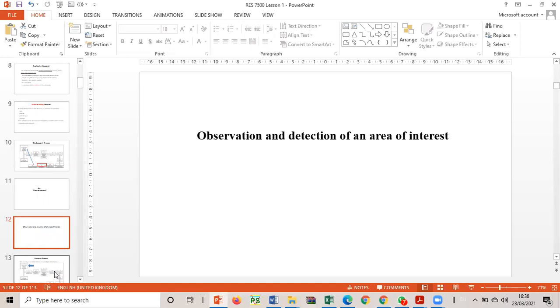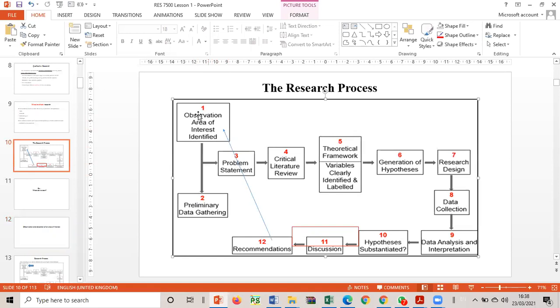Observation and area of detection. You're talking about the first box, this box here. Unless it is crystal clear, you can't proceed. Most of the time, students just take an area and think they can bulldoze through. Or they take the area of study given by the supervisor, which may not be their interest, and they struggle.